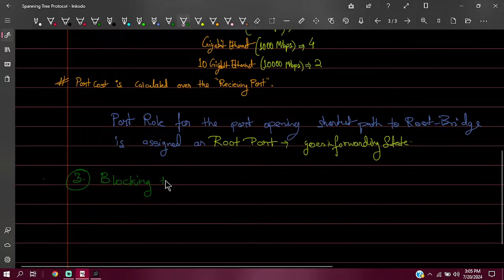Blocking the port. Loses bridge ID announcement.